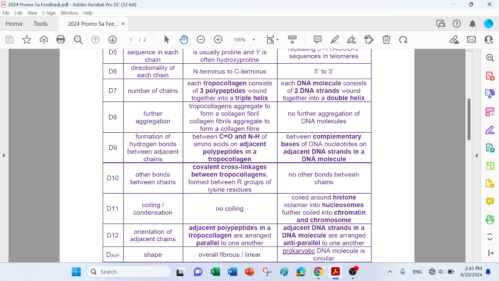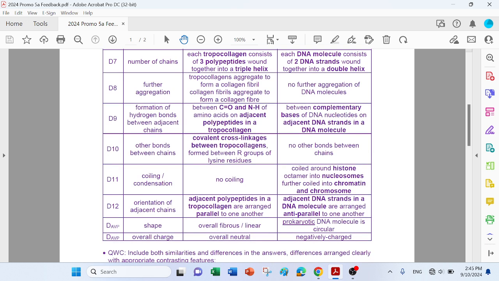So I sidetracked a bit. Back to this answer. Now point 10, other bonds. Because of the presence of aggregation, the tropocollagens are aggregated together. There are covalent bonds or covalent cross linkages between the tropocollagens, formed between the alkyl lysine residues.